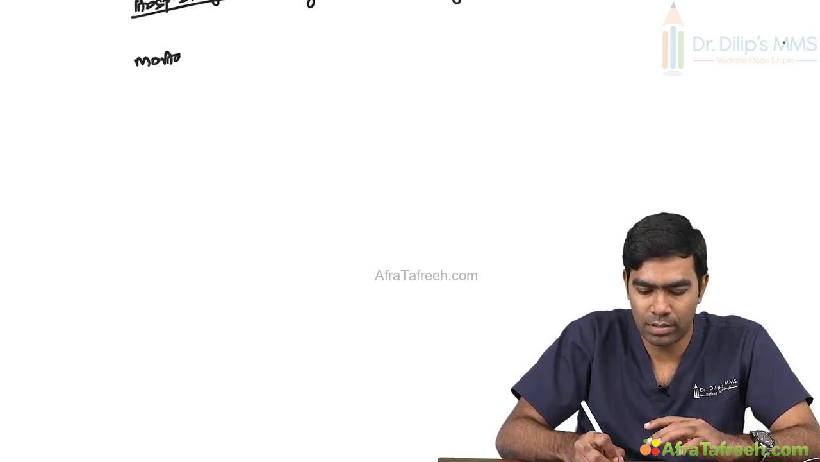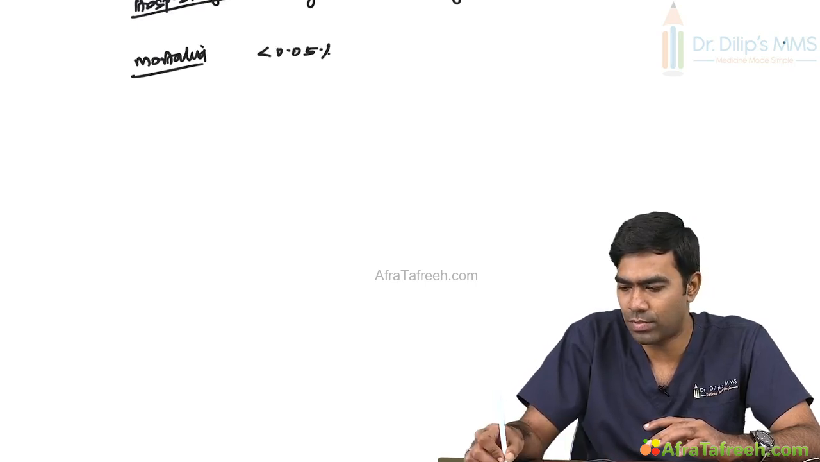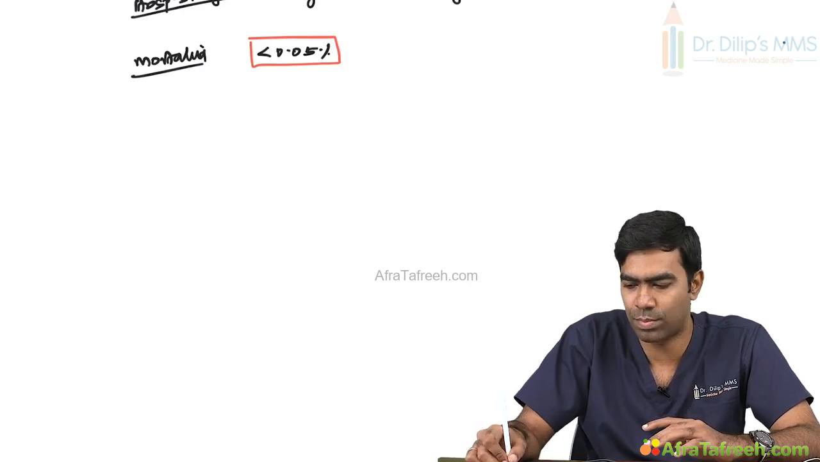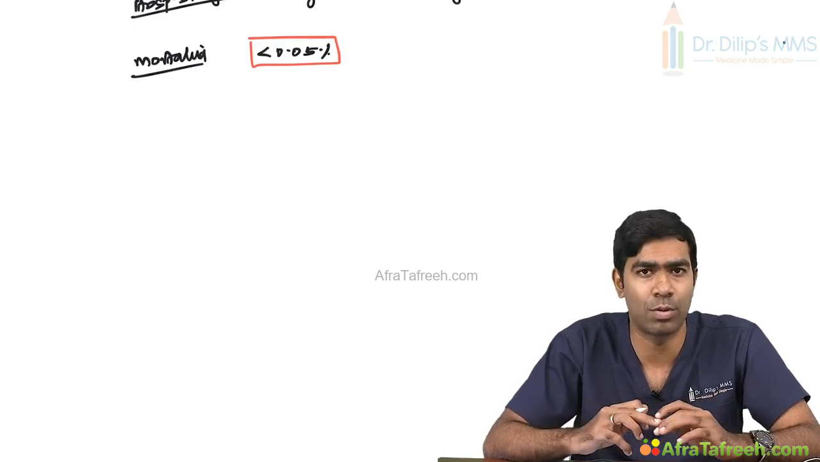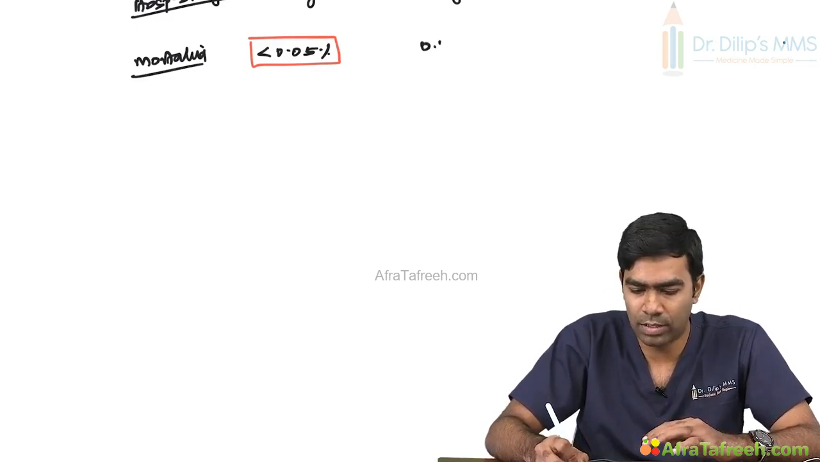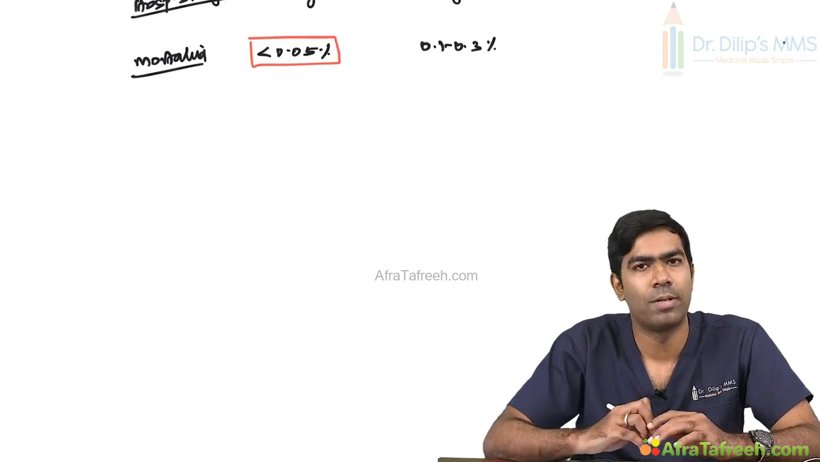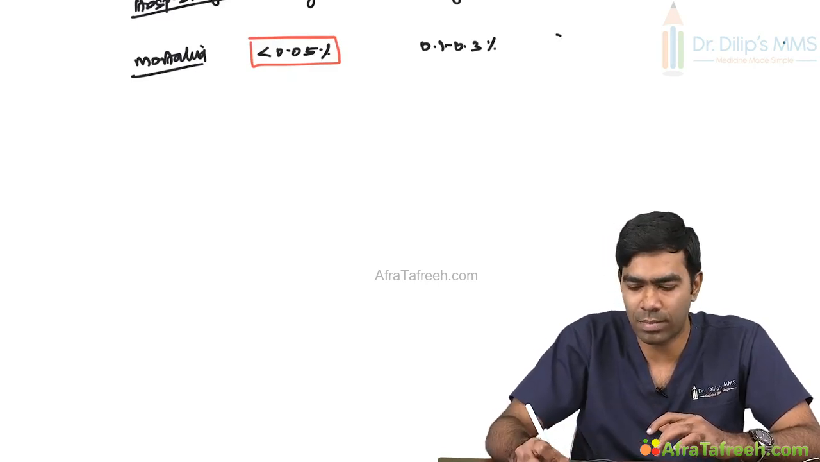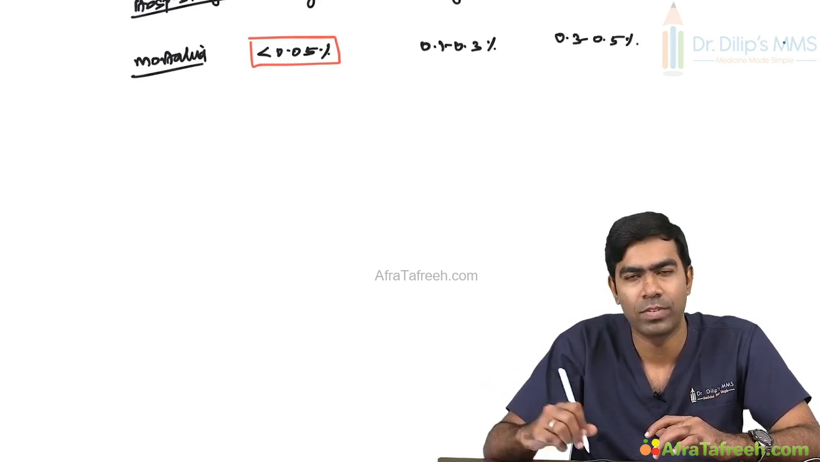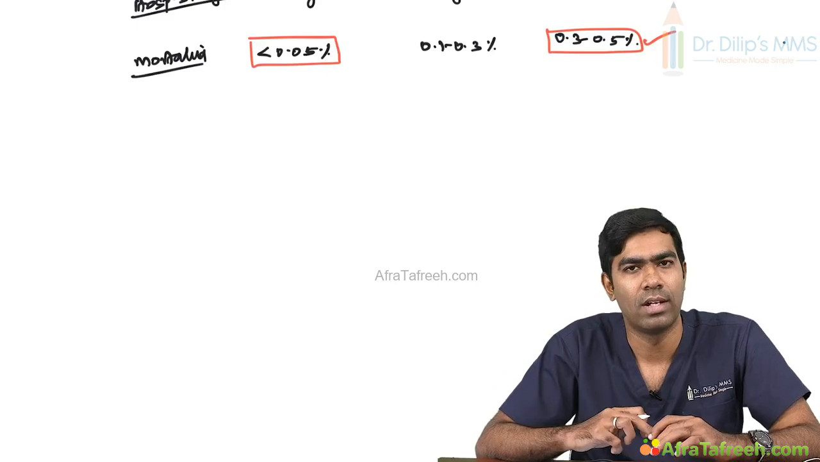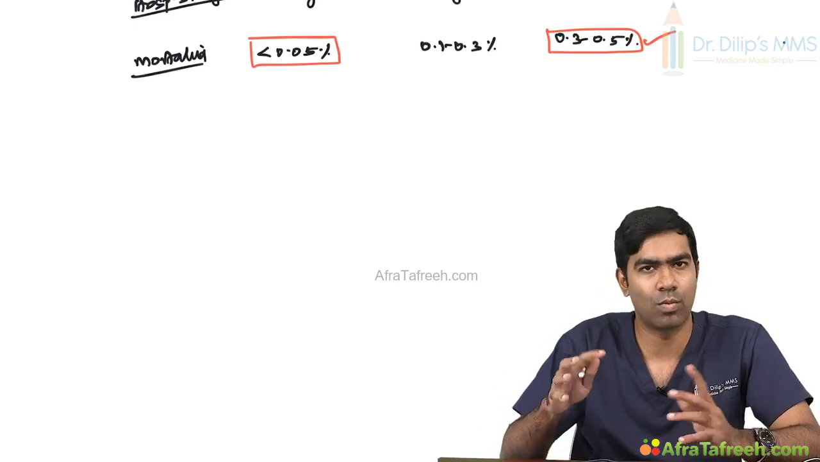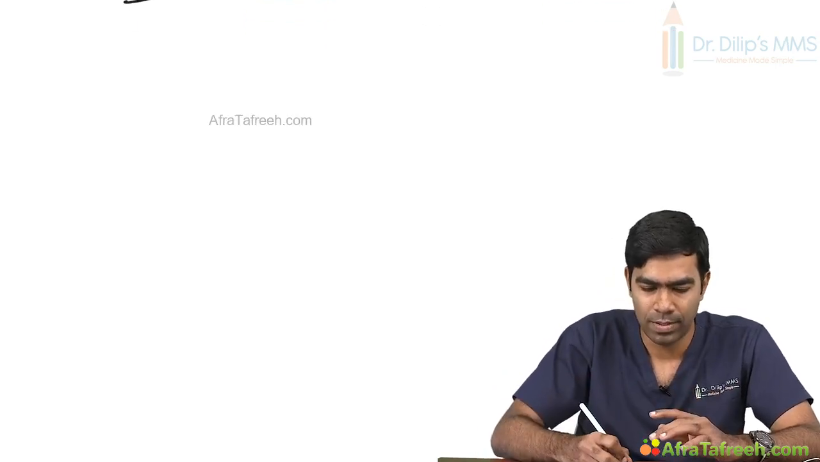And mortality rate with LAGB is less than 0.05%, which means it is the safest procedure by default. That's why the majority of patients prefer LAGB, and it's a very reversible procedure. Mortality rate is 0.1 to 0.3% with regards to vertical sleeve gastrectomy, and for Roux-en-Y gastric bypass it's somewhere around 0.3 to 0.5%, which means it has a relatively higher risk of death compared to other procedures. That is the reason why patients prefer LAGB.